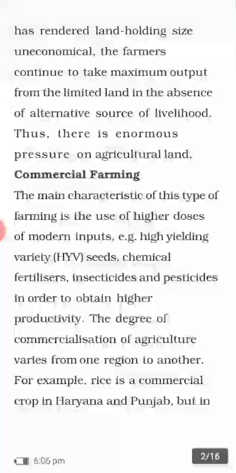Once these things are used in order to produce, they automatically give high productivity. So why are these types of seeds used here, and why chemical fertilizers, insecticides and pesticides? They are only used to maximize the produce of a farmer. The degree of commercialization of agriculture varies from region to region.